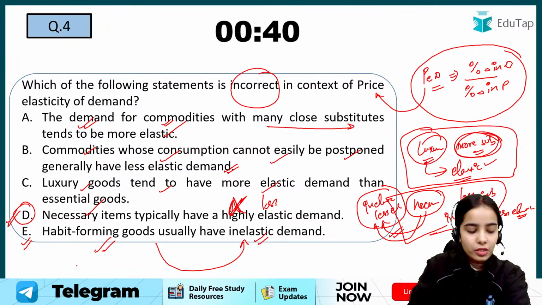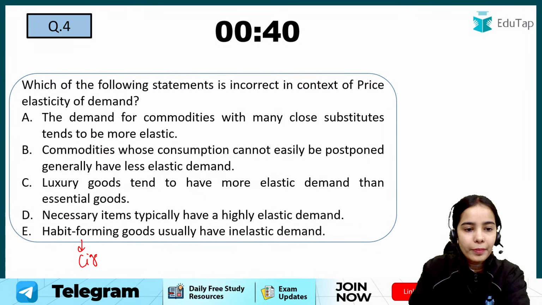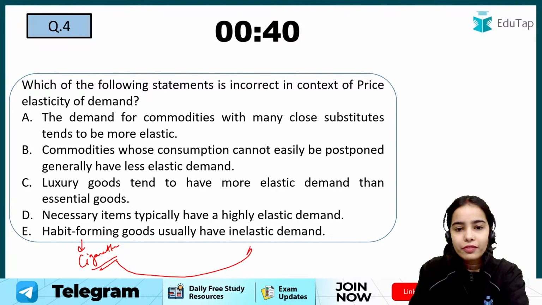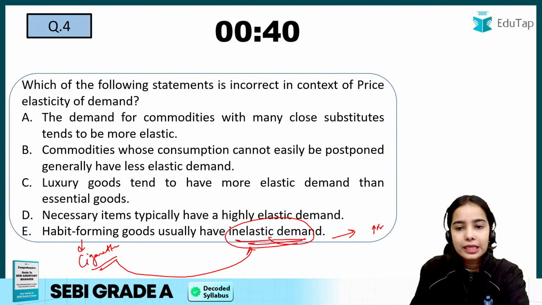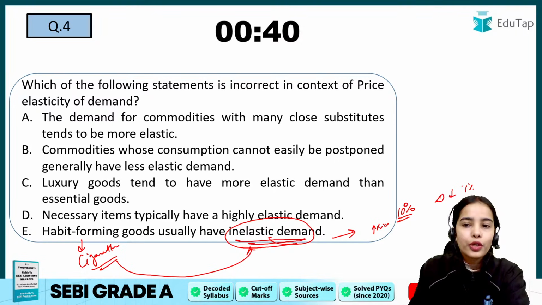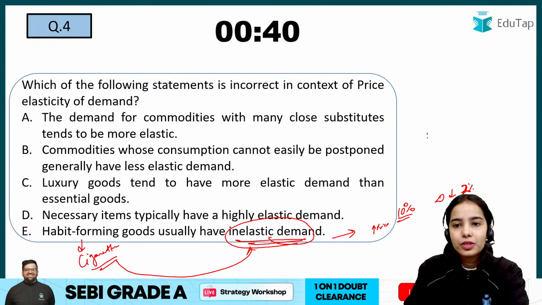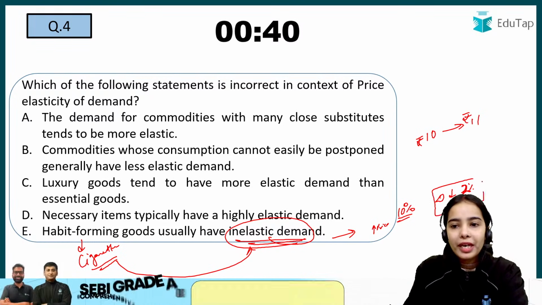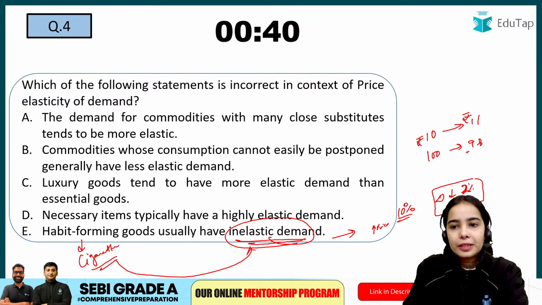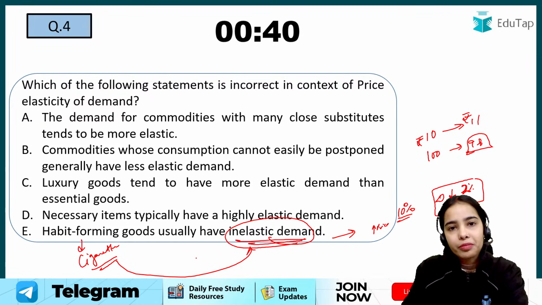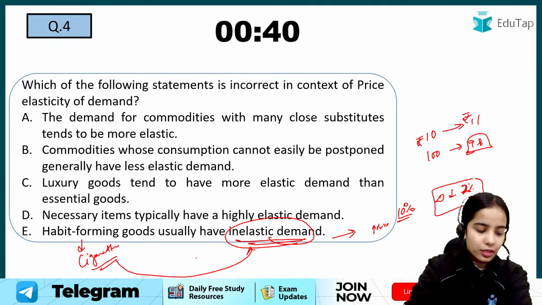So habit forming goods means cigarettes, they also have inelastic demand. Their demand cannot change easily, because even if the price is increasing by 10%, the demand will fall only by 1% or 2%, because the people are habitual. So even if the price is increasing by 10% from 10 rupees to 11 rupees, let's say the demand is only falling by 2%, that is from 100 to 98. So this is the idea, that habit forming goods like cigarettes have inelastic demand. The demand does not change much.